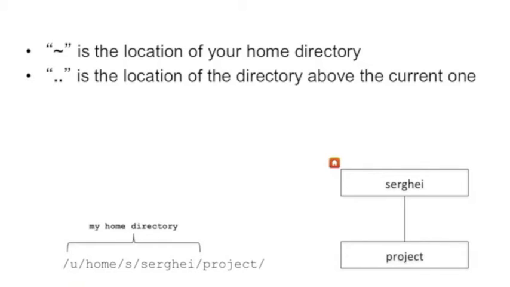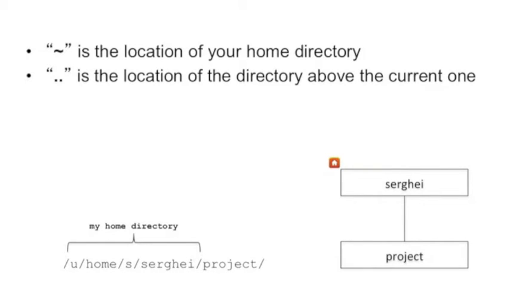Okay, so the tilde I already told you stands for your home directory. There is another notation, which is two dots, just like this. This is the location above the current directory. Think about being located in directory project under the tree, and you want to go to the directory above. That will be my home directory. We'll be saying this many times: being in the current directory, we want to go above, one level up.